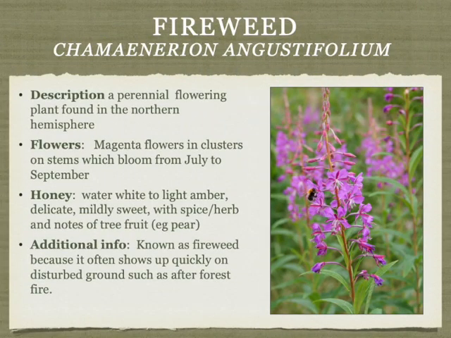Fireweed. It's a perennial growing in the northern hemisphere. It commonly shows up in disturbed ground, such as after a forest fire. And there are places where you can have acres upon acres of just straight fireweed, after there was a forest fire. It's most commonly produced in the Pacific Northwest or up in Alaska. The honey is water white to light amber, delicate, mildly sweet, notes of tree fruit. I detect toasted pear and other flavors like that.